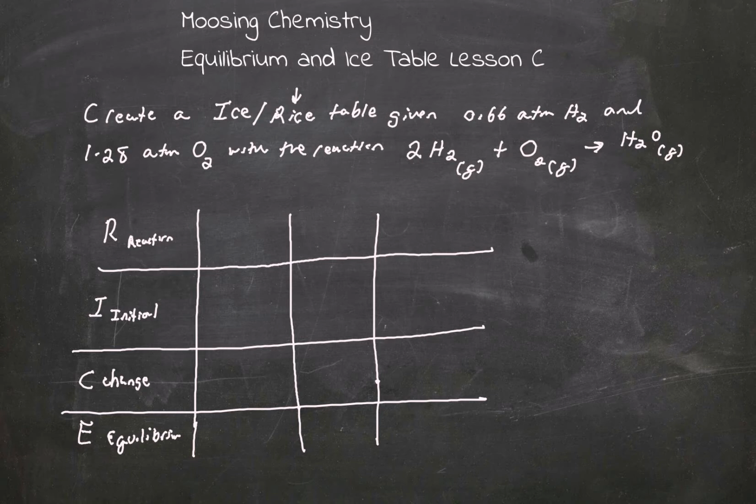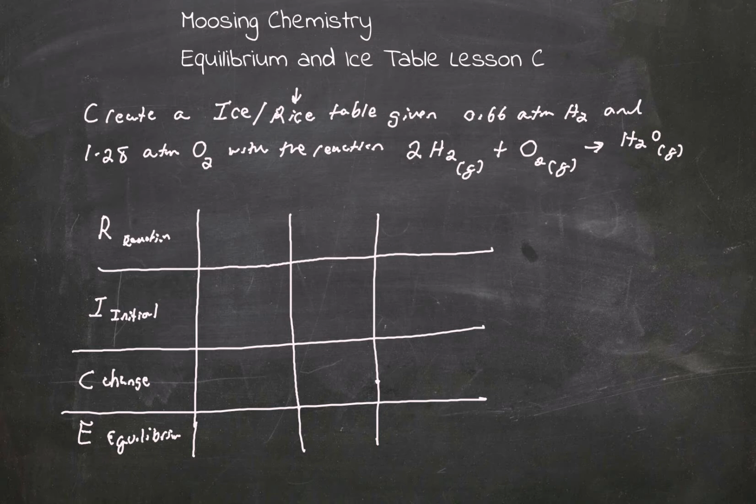If you want to use ice, just erase this right here. This is all you have to do. If you want to call this a rice table or an ice table, you just say goodbye to the R. But I like to put it there, and you don't have to. That's why we call it rice or ice, because everything is nice. Alright, so we're going to call this our reaction.